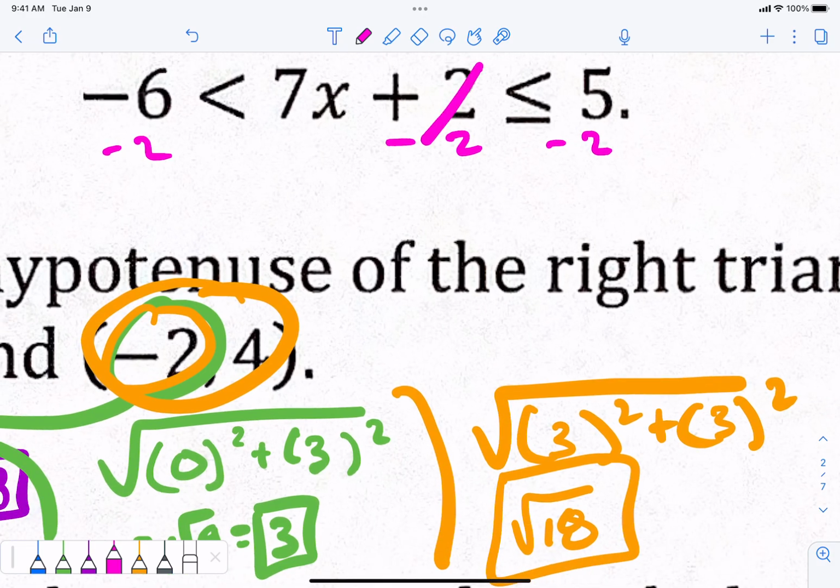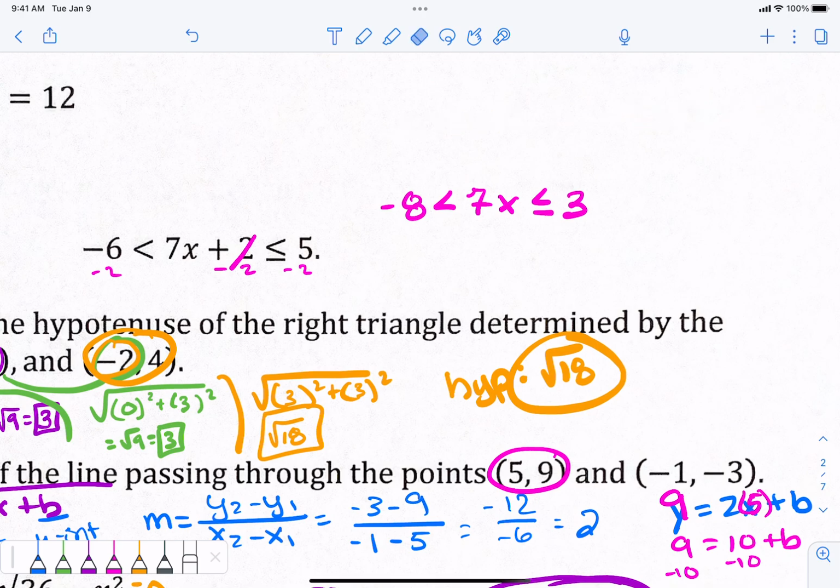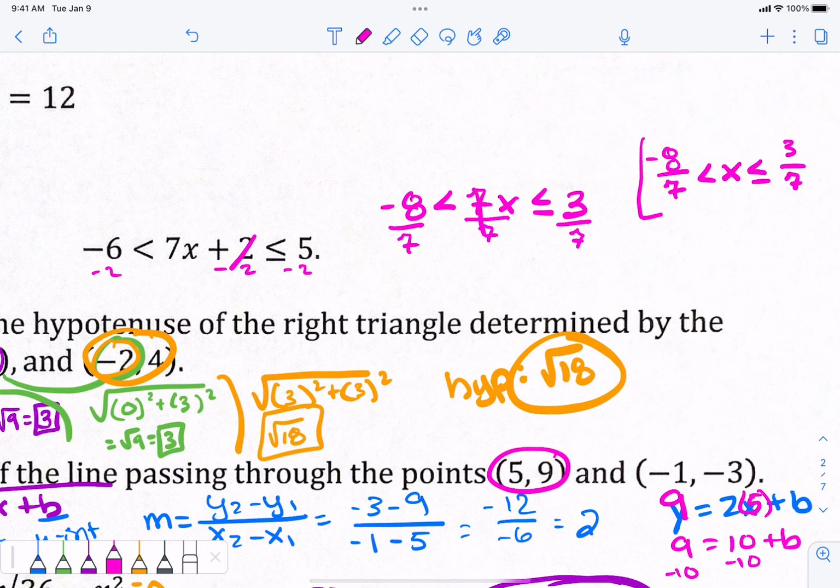So this would end up being, I'm going to write over here, -8 is less than 7x, which is less than or equal to 3. Divide by 7, divide by 7, divide by 7. So -8 over 7 is less than x, which is less than or equal to 3 over 7. Okay, that's what I would get as an answer.